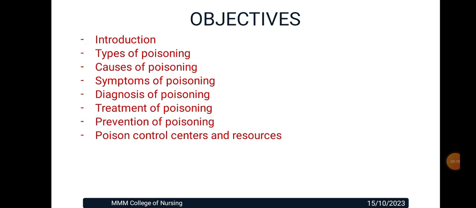Objectives: Introduction, types of poisoning, causes of poisoning, symptoms of poisoning, diagnosis of poisoning, treatment of poisoning, prevention of poisoning, poison control centers and resources.